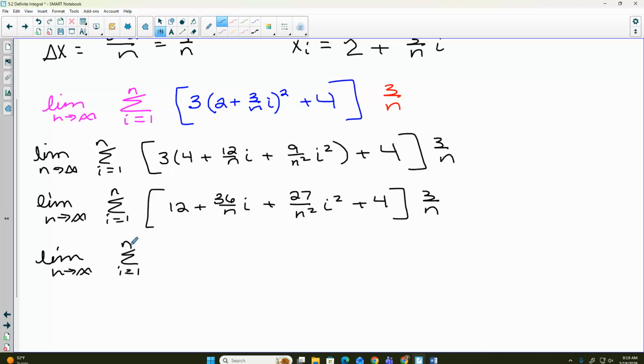Okay. Can I combine like terms and distribute my 3 over n? So 12 plus 4 is 16 times 3 over n. Give me a 48 over n plus 108 over n squared i, plus 81 over n cubed i squared.